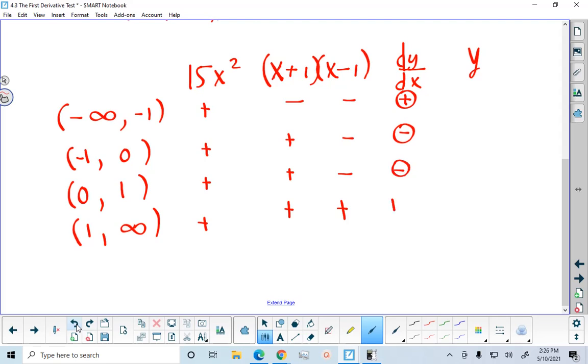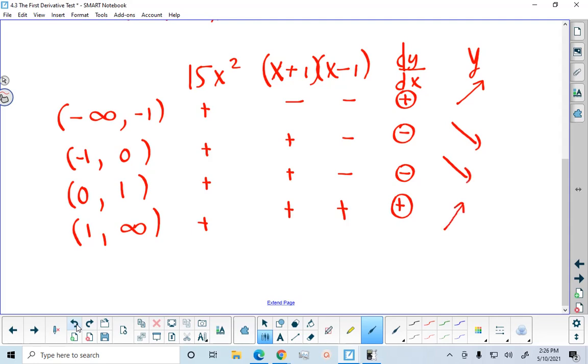Negative, positive. I like to circle the sign I put under dy dx, because then I can distinguish that it's a separate kind of thing. It's the conclusion to those other things. So that means since the first derivative is positive in that interval, the function is increasing, then it's decreasing, then it's decreasing, then it's increasing.